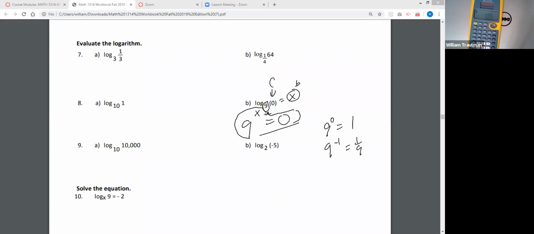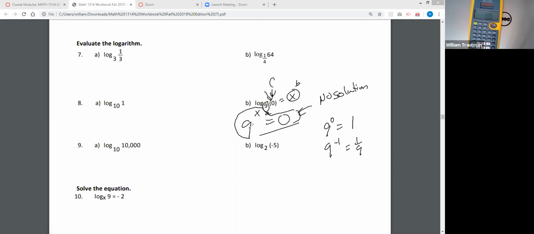There is no way of getting 0. When you have a number raised to a power, there is no way of getting 0. Even 9 to the 0 power equals 1. So you cannot, in a log form, you cannot have this answer as 0. So there is no solution here to this problem. So you just have to remember that.